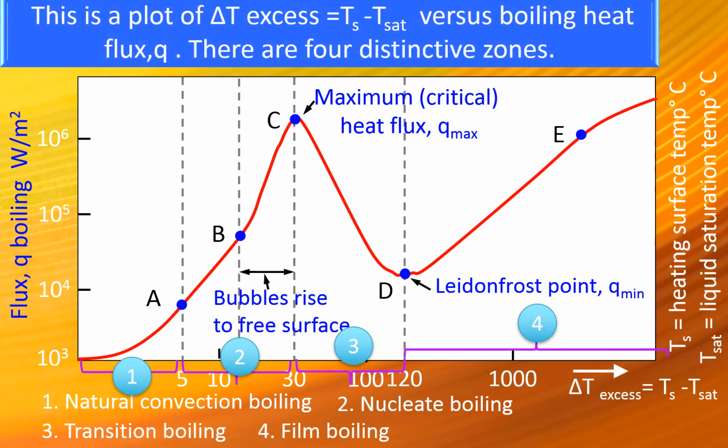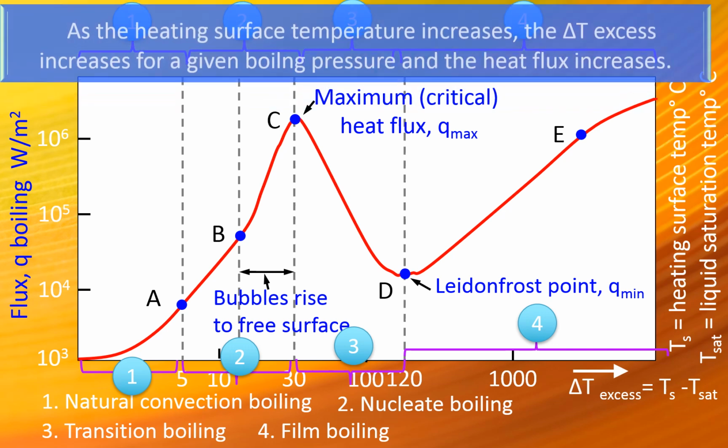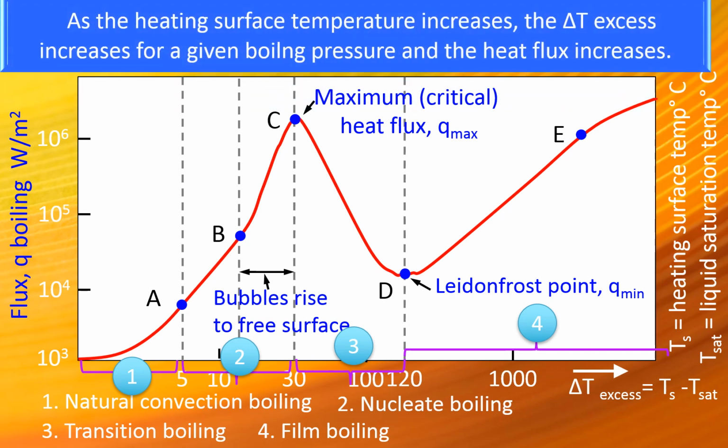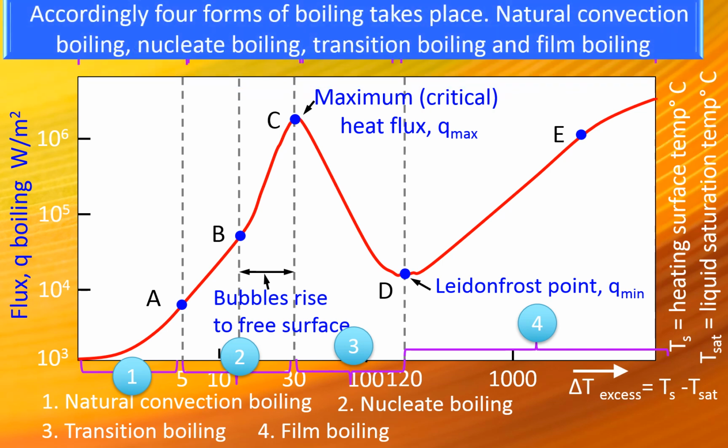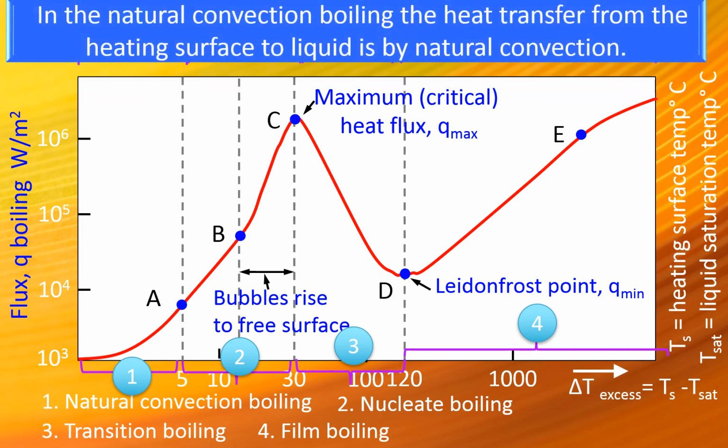This is a plot of delta T excess, which is T surface minus T saturated, versus boiling heat flux Q. There are four distinguished zones. As the heating surface temperature increases, the delta T excess increases for a given boiling pressure, and the heat flux increases. Accordingly, four forms of boiling take place: natural convection boiling, nucleate boiling, transition boiling, and film boiling. In the natural convection boiling, the heat transfer from the heating surface to liquid is by natural convection.